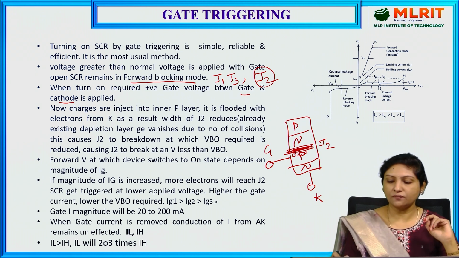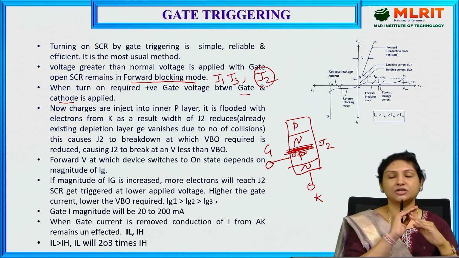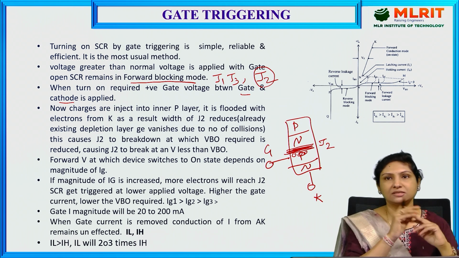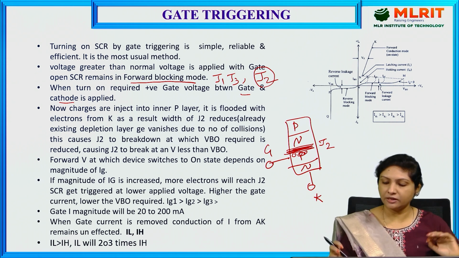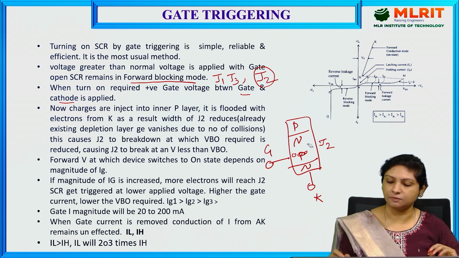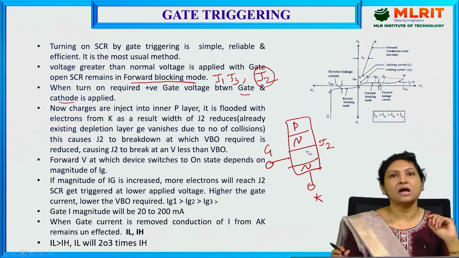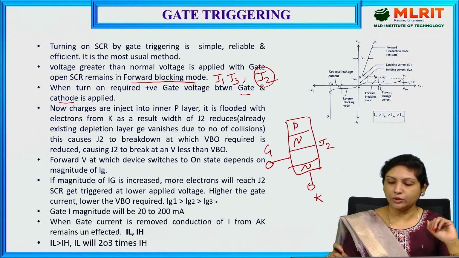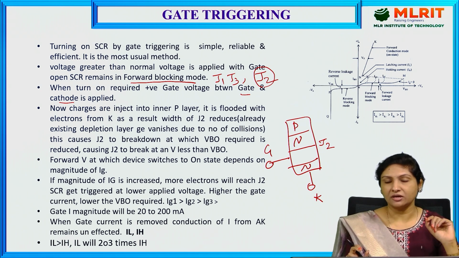Because of the already existing depletion layer, when these charge carriers reach the depletion layer, a number of collisions take place. Because of these collisions, the vanishing of this depletion layer takes place, and because of which J2 will be completely vanished. I am using the term vanished.